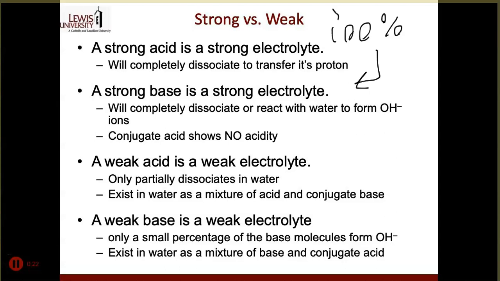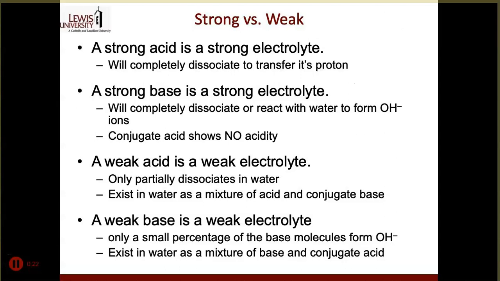So anything that's considered a strong acid or base will 100% ionize, meaning that when you have this reaction, let's say HCl, it's going to completely dissociate to give you H plus and Cl minus, or in other words, it's going to react to create hydronium and chloride.